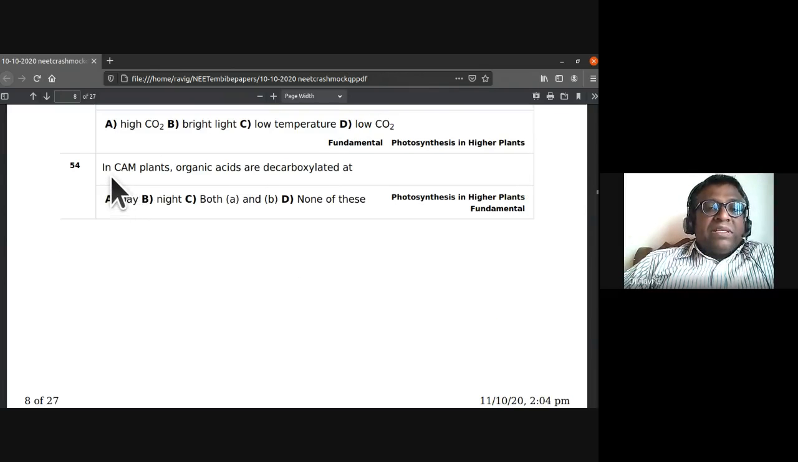CAM is a plant in which the stomata are closed during night and open during daytime. In CAM plants, organic acids are decarboxylated at day. They undergo the C3 cycle during daytime and the C4 cycle at night, so they are separated by time. So in CAM plants, organic acids are decarboxylated at daytime. So for the 54th, A is the answer.